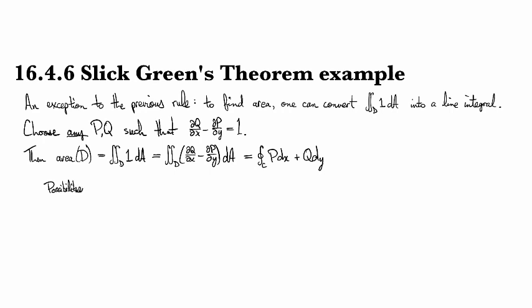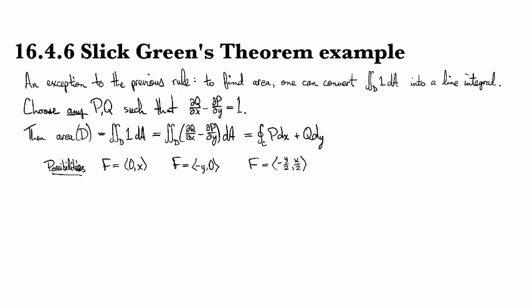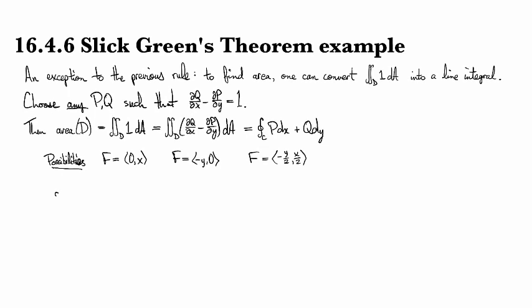So some common ones, for example, are we could take F to be (0, x). We could take F to be (-y, 0). We could take F to be (-y/2, x/2). There are all different kinds of things that you could do, right? And each one of these choices gives you an area formula. So then the area of D is going to be, and you can check, by the way, that each of these F's has a curl of 1.